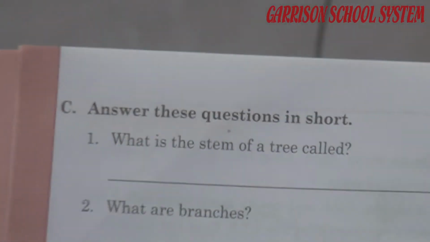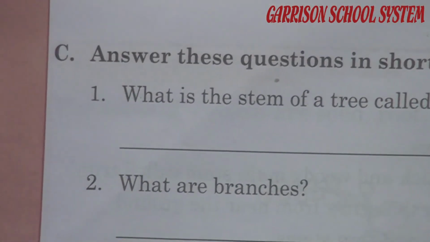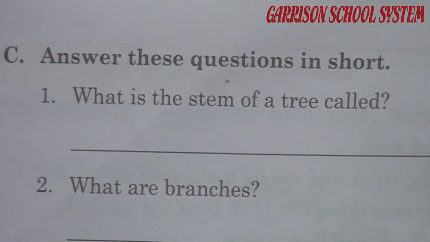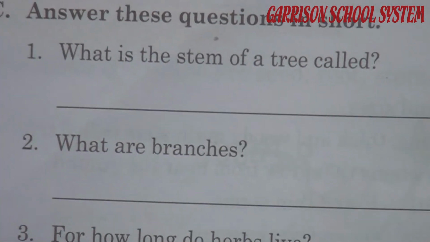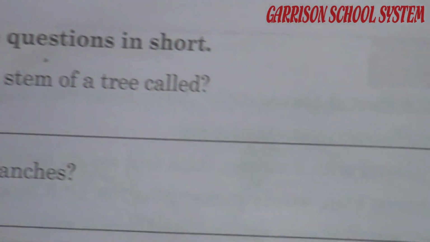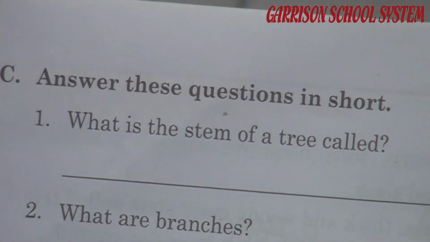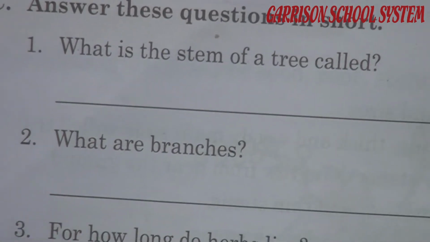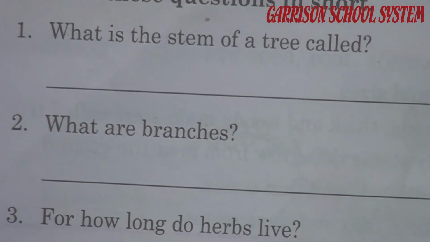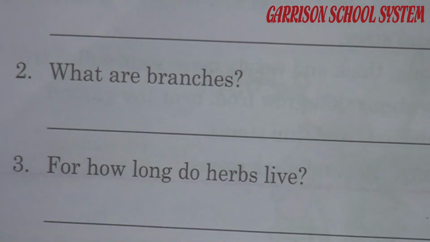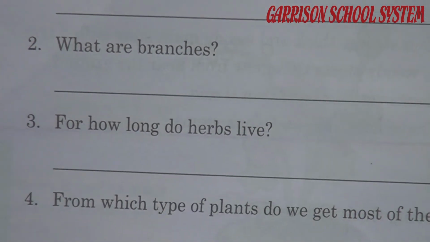On page number 14, there are answer these questions. You have to read the question and try to give the answers. Question number 1 is, what is the stem of a tree called? The stem of a tree is called trunk. Number 2, what are branches? Small stems on trunk of a tree are called branches.